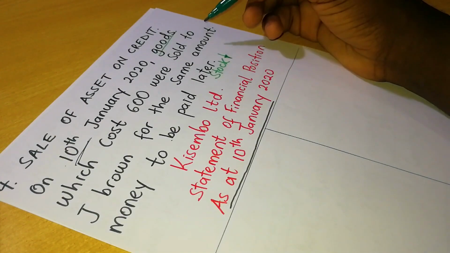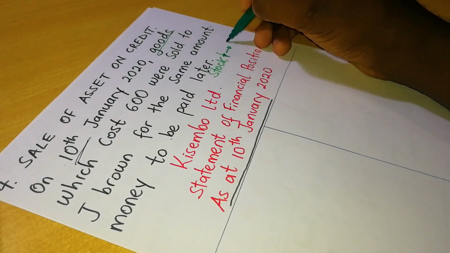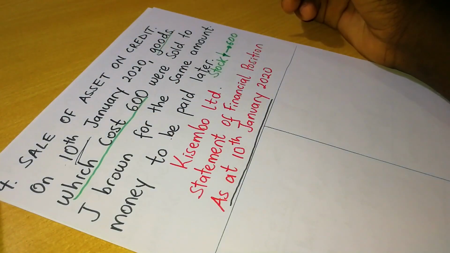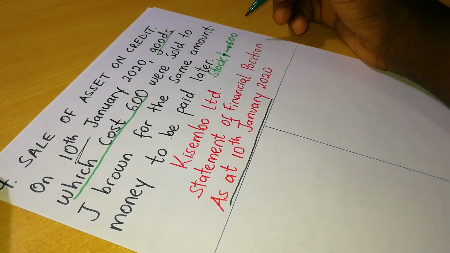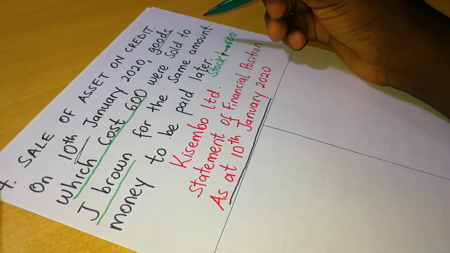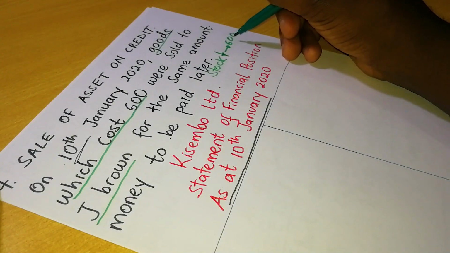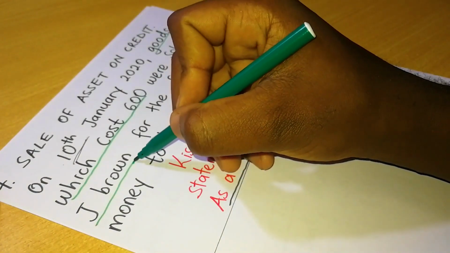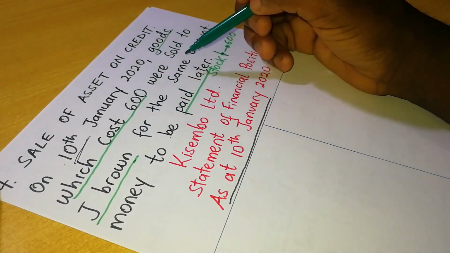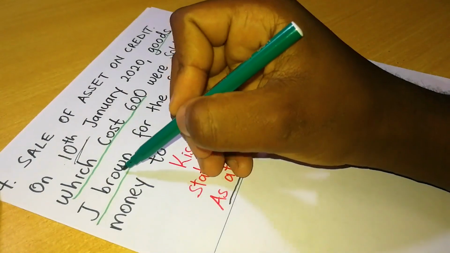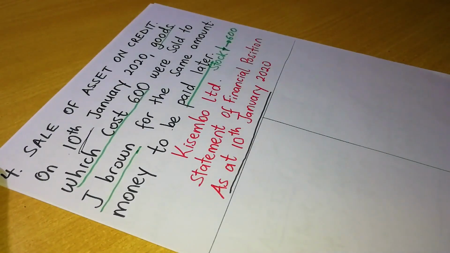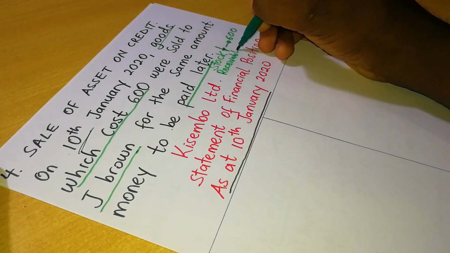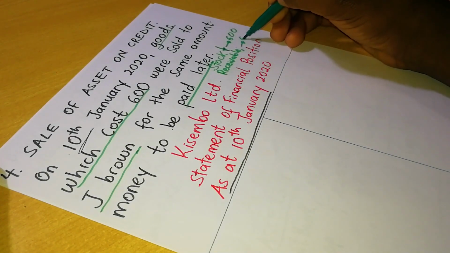And what is going to be increased? Stock will reduce by 600 because we are looking at stock. The question says stock which costs 600. So stock which is worth 600 was sold off. However, it has been sold off to J. Brown for the same amount. So in other words, this stock cost us 600 and now it is being sold to J. Brown at 600. But J. Brown does not pay immediately. J. Brown is supposed to pay later. So it means this is a credit transaction, and so it means J. Brown becomes our debtor. And so if J. Brown becomes our debtor, now this is a receivable, which is an asset of 600.